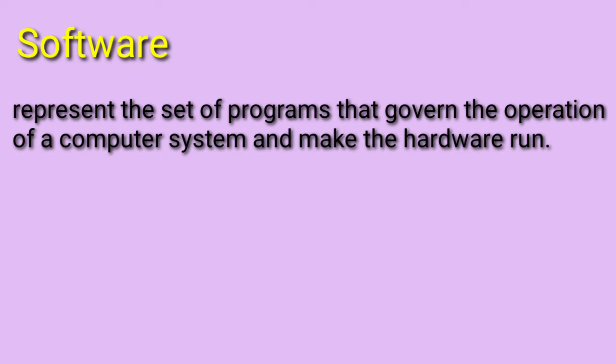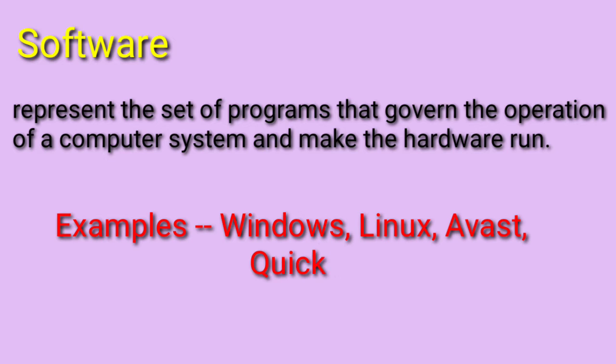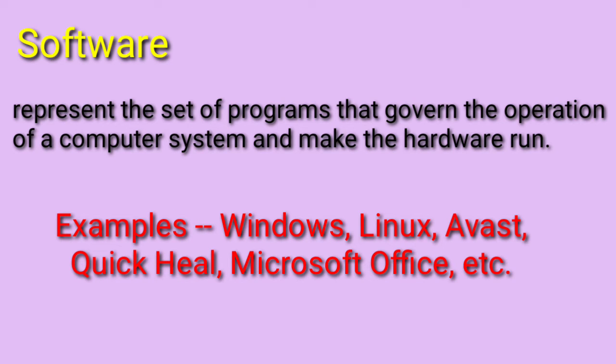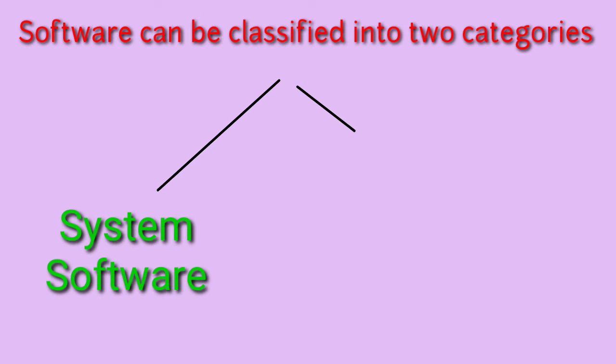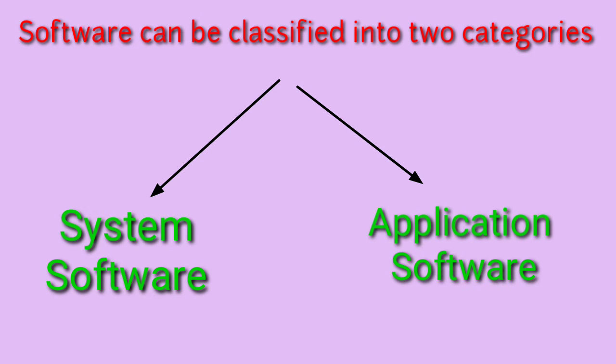Different examples of software are Windows, Linux, Avast, which is an antivirus, Quick Heal, and Microsoft Office, which is an application software. So there are different categories of software. We will be learning about them afterwards. For the time being you can understand that software is the logical part of the computer which governs the operation of the computer system. Software is further classified into two categories: system software and application software. Let us understand one by one the different kinds of software and their types.